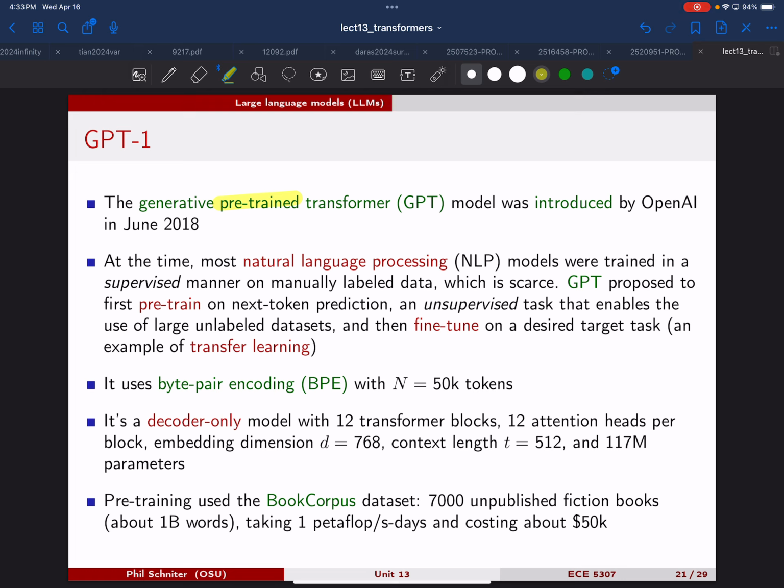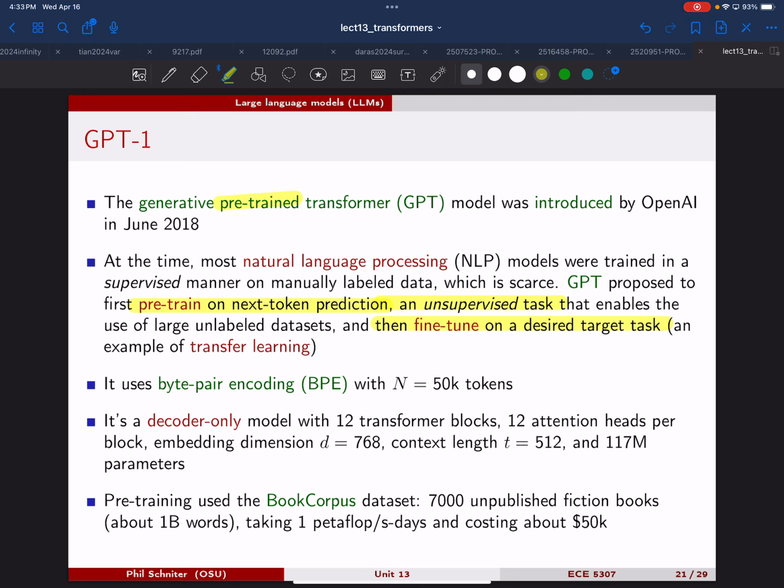But there's really not that much data out there like that. However, as we know, there's tons of just text data in the world and on the internet. So that was their idea. They proposed to pre-train on next token prediction, which is an unsupervised task because you're just predicting the next word in a sequence of words that you know. So there's really no need for labels. The labels are already there. Then, once you pre-train this transformer and it understands the generic structure of language, you fine-tune it on a desired task, which might be classification or whatever you want it to do.